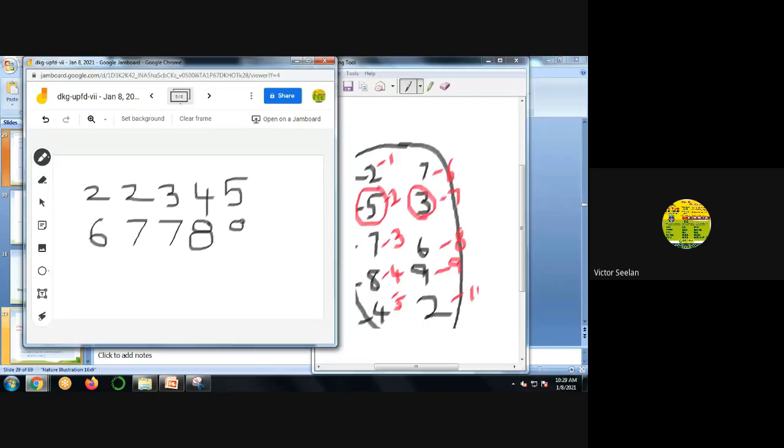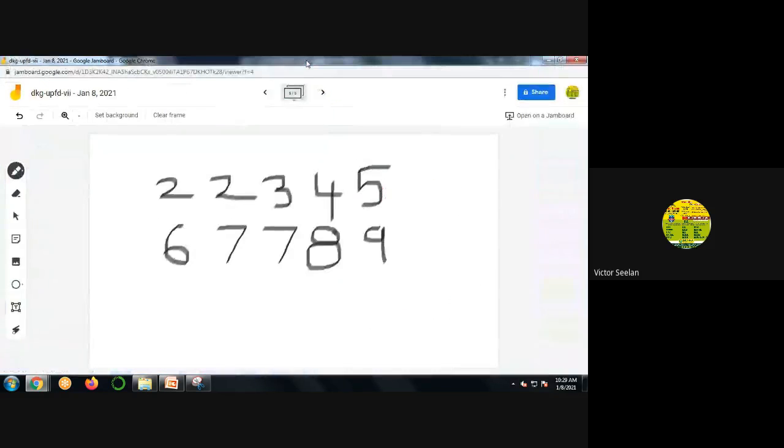Tenth value is 9. Is it correct? Any correction? Okay. So there are 10 numbers, n equal to 10. So totally 10 numbers.